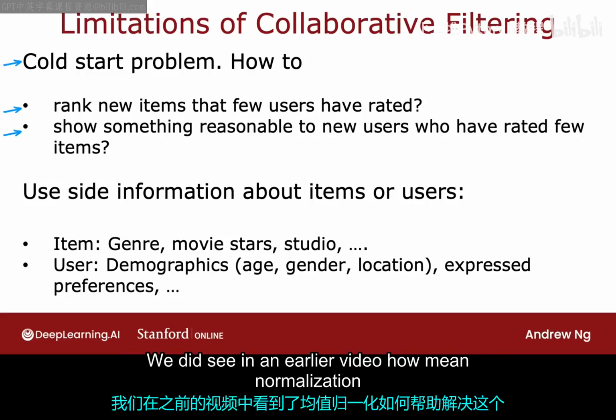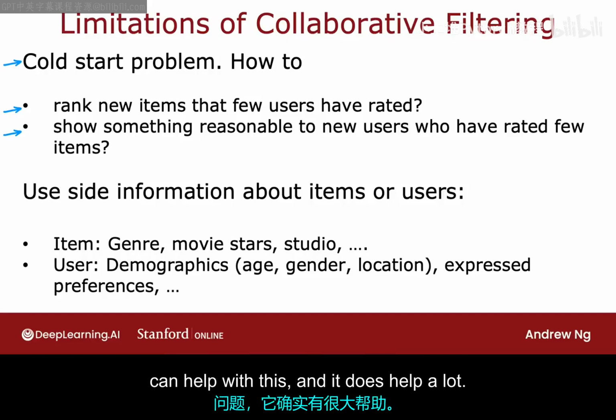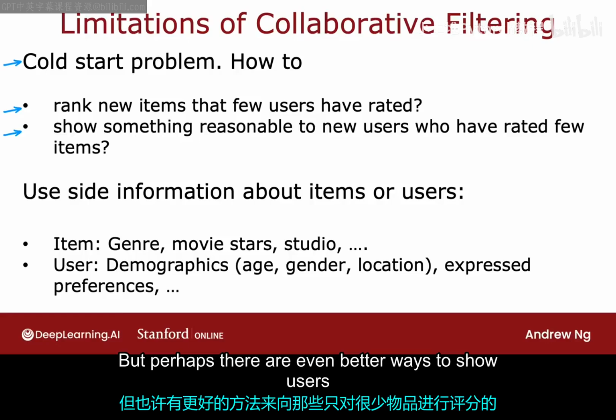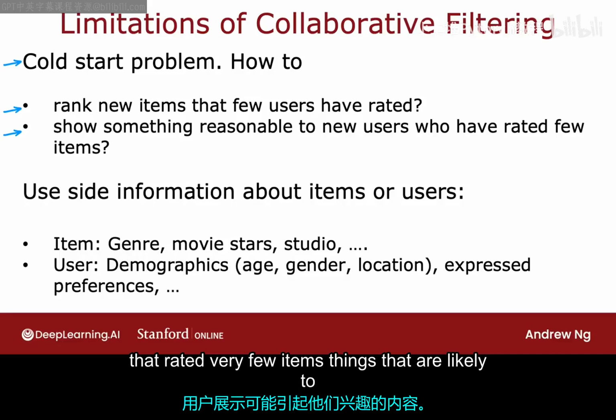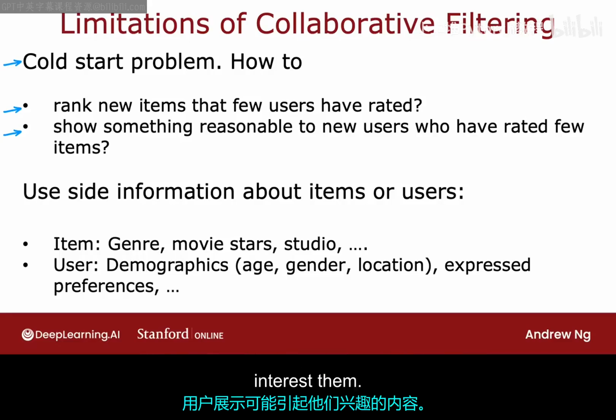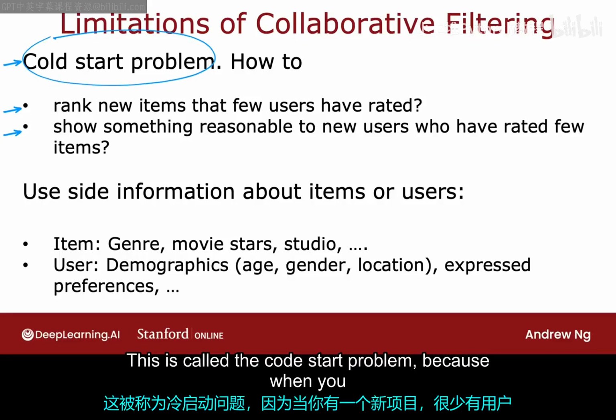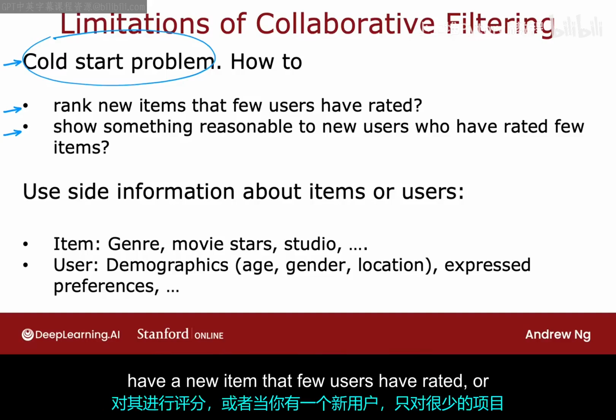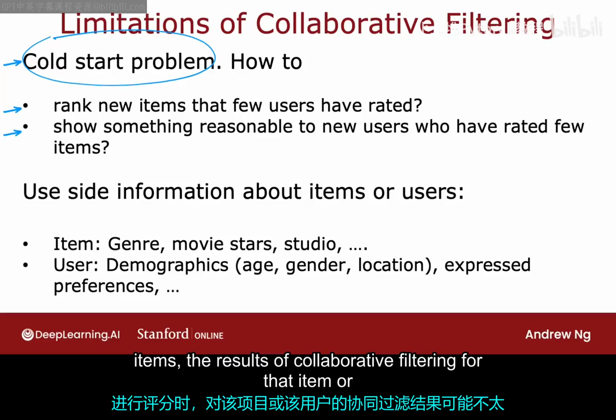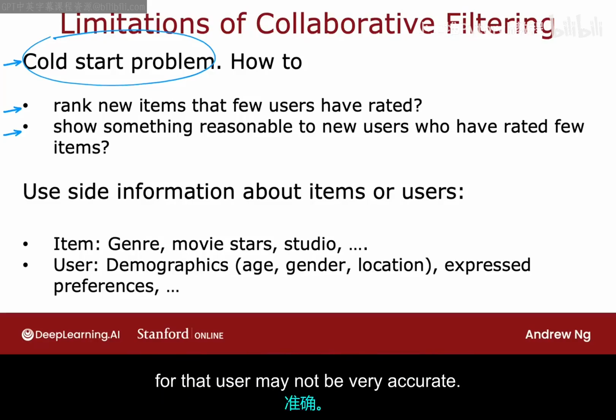We did see in an earlier video how mean normalization can help with this, and it does help a lot. But perhaps there are even better ways to show users that rated very few items things that are likely to interest them. This is called the cold start problem, because when you have a new item that few users have rated, or when you have a new user that's rated very few items, the results of collaborative filtering for that item or for that user may not be very accurate.